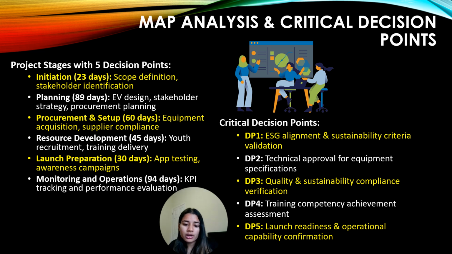DP3 is concerned with the adherence of the supplier to ethical and environmental standards. DP4 demonstrates the training efficiency in terms of youth employment results, and DP5 means being ready operationally, with all the system of sustainability being operable. Now I would like to move on to my next slide.